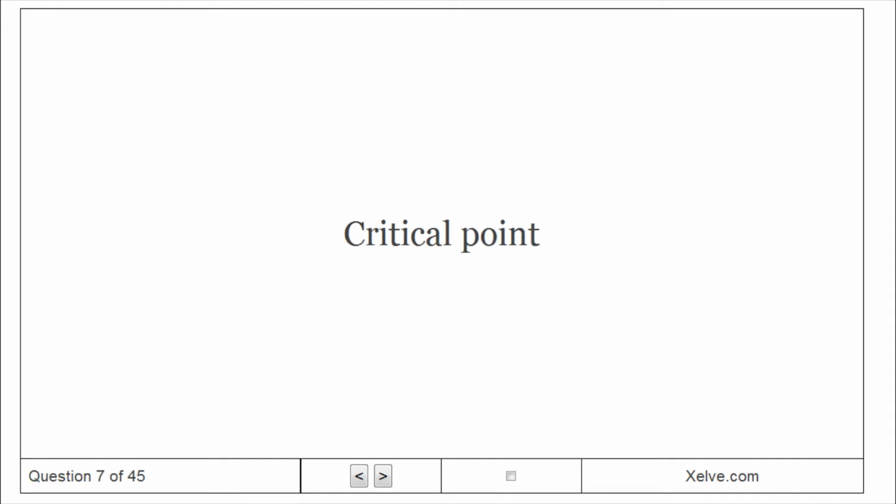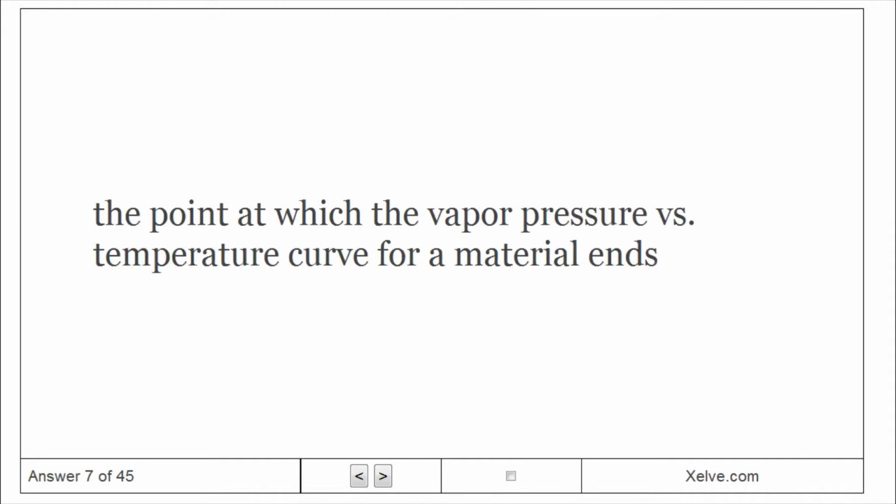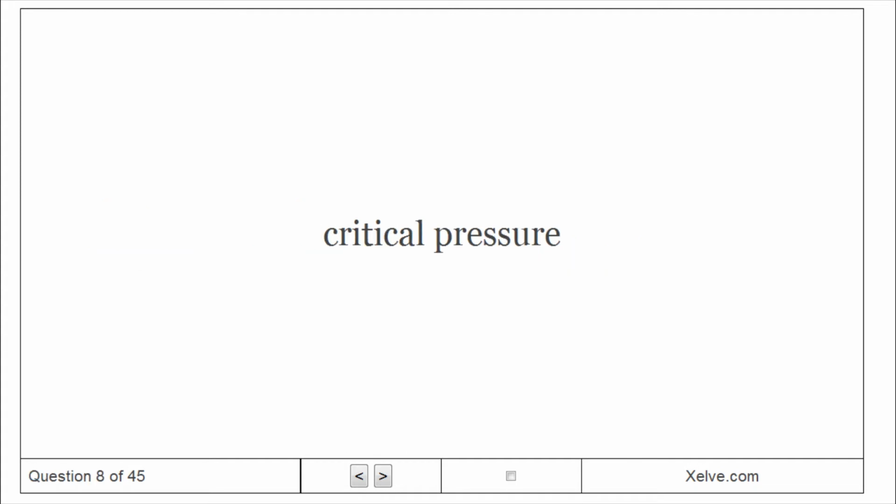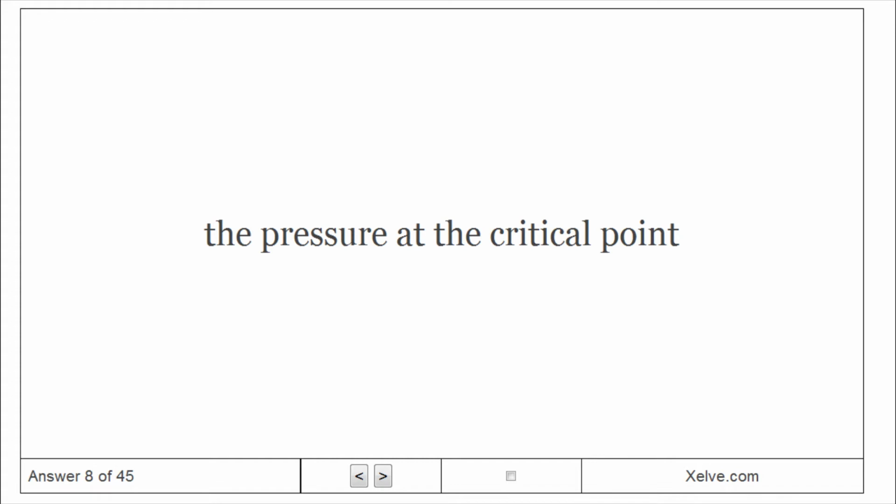Critical point. The point at which the vapor pressure versus temperature curve for a material ends. Critical pressure. The pressure at the critical point.